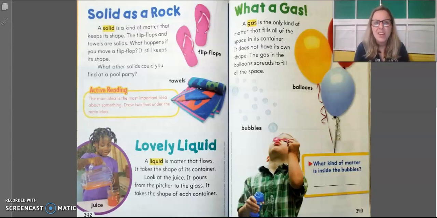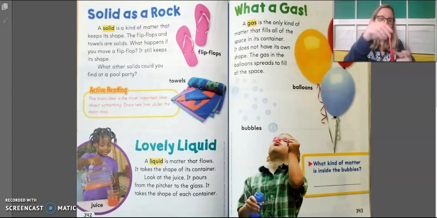Okay, what other solids do you think you might find at a pool party? Maybe the floaties that we float on, they're the same size, or our bathing suits, us, the people, the food that we're eating. The main idea here is that a solid keeps its shape. So you need to keep that in mind. My pen doesn't change shape, whether I twist and turn it or use it. A pen is a pen is a pen.